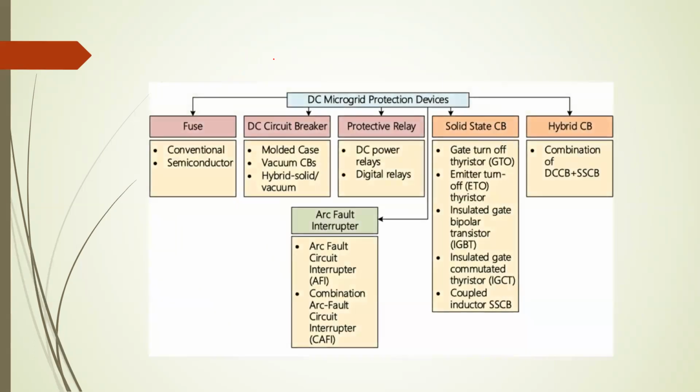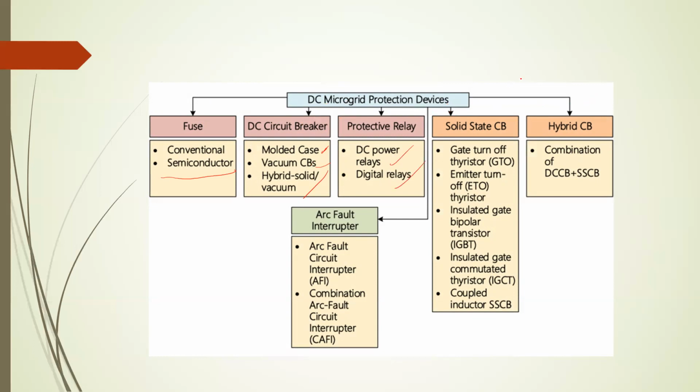DC microgrid protection devices. Let us see what the different DC microgrid protection devices available are. There are fuses, circuit breakers, protective relays, solid state circuit breakers, hybrid circuit breakers, and arc fault interrupters. A fuse is conventional and it is made of semiconductor. A DC circuit breaker is a molded case circuit breaker. It may be a vacuum circuit breaker or a hybrid solid vacuum. A protective relay is a DC power relay or digital relay.